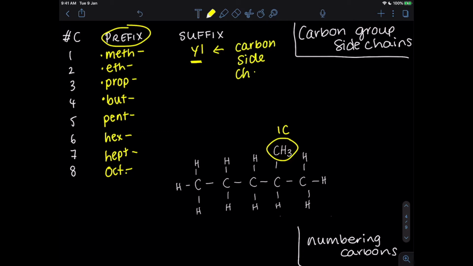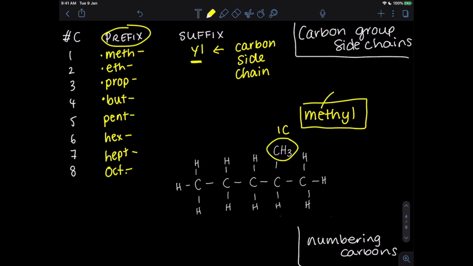You can have side chains that are not made up of carbon, as you'll come to in your haloalkanes, but in this case, and for all of the ones that I'm doing in the next couple of videos, they will be carbon ones. So the -yl tells us that it's carbon, and the prefix tells us how many carbons are present. So in this case, we have got 1 carbon, and it's a side chain, so we would name this a methyl side chain.